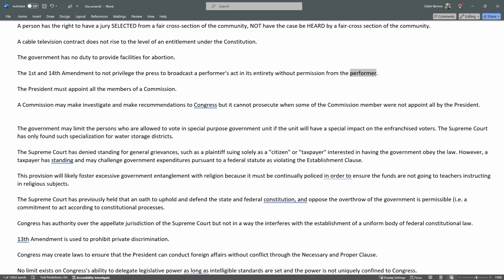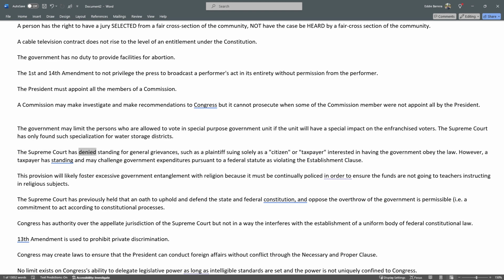The President must appoint all the members of a commission. A commission may investigate and make recommendations to Congress, but it cannot prosecute when some of the commission members were not appointed by the President. The government may limit the persons who are allowed to vote in a special purpose government unit if the unit will have a special impact on the enfranchised voters. The Supreme Court has only found such specialization for water storage districts.